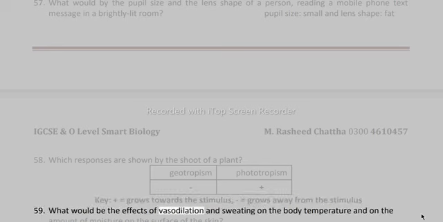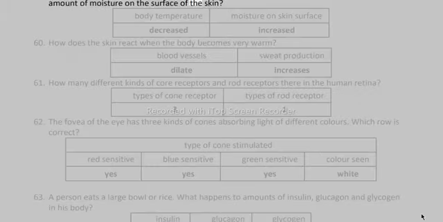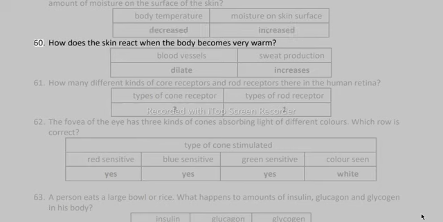59. What would be the effects of vasodilation and sweating on the body temperature and on the amount of moisture on the surface of the skin? Body temperature, moisture on skin surface: decreased, increased.